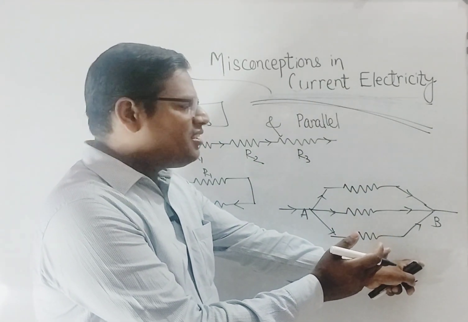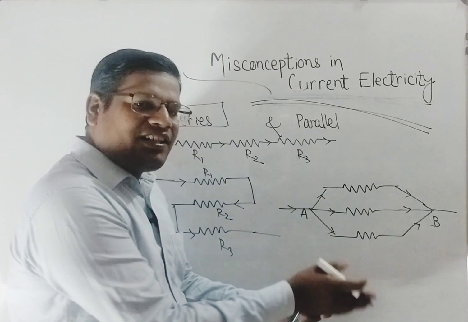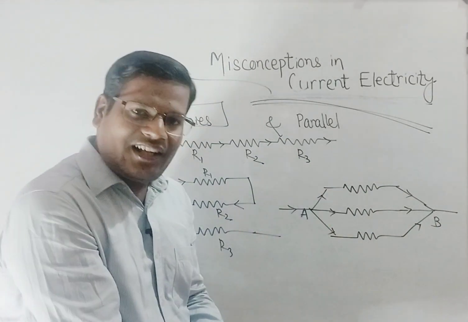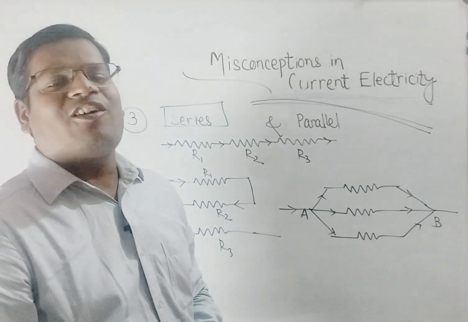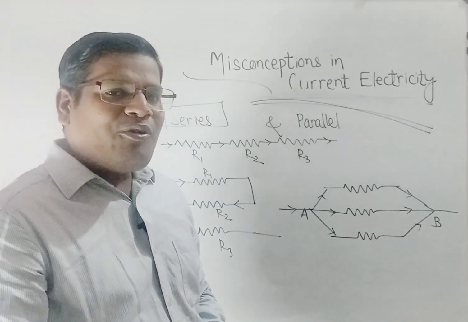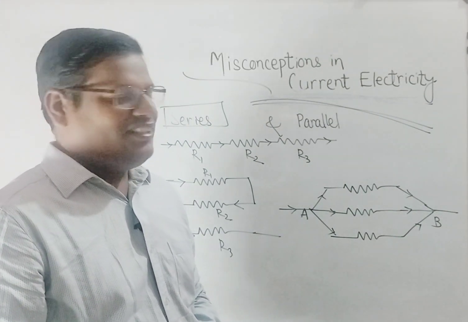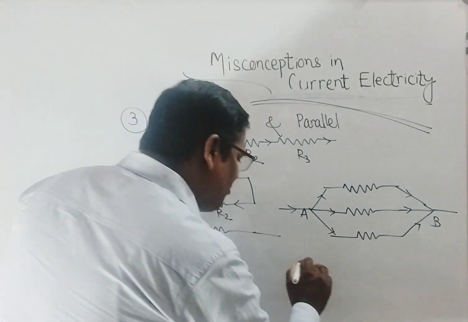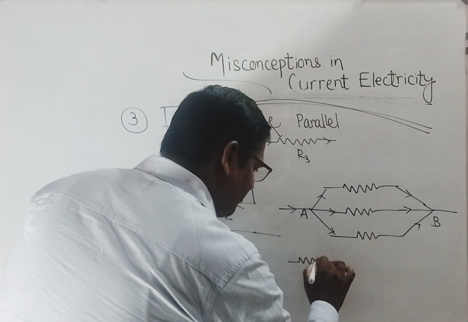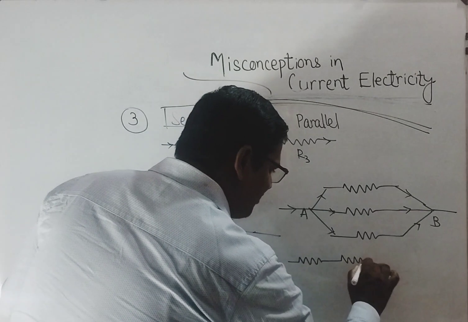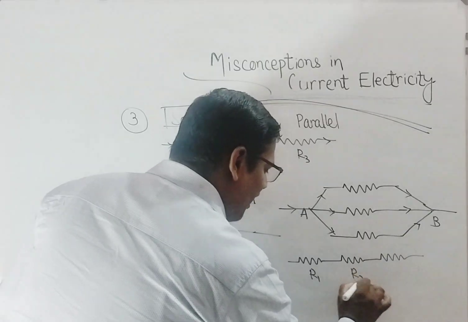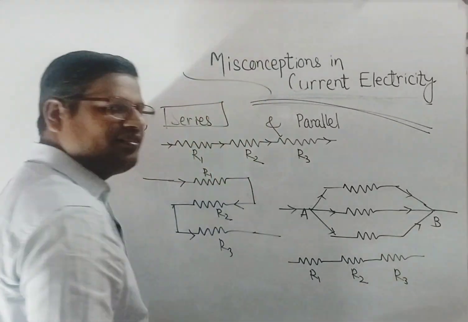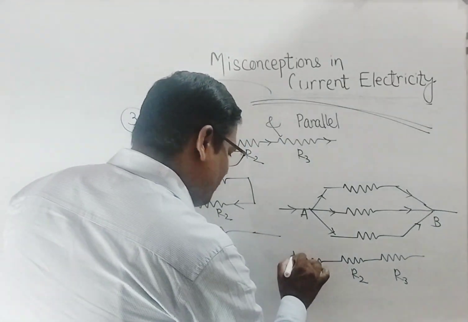Now the problem with students is that they only see this part. Wherever they see branching, they think they are in parallel. No. Again, all the three branches have to merge. Then only we will call them parallel. And we don't have to see how they are connected. So sometimes the resistors may be connected in this way. First resistor, second resistor, third resistor. R1, R2, R3. They may be connected in this way.